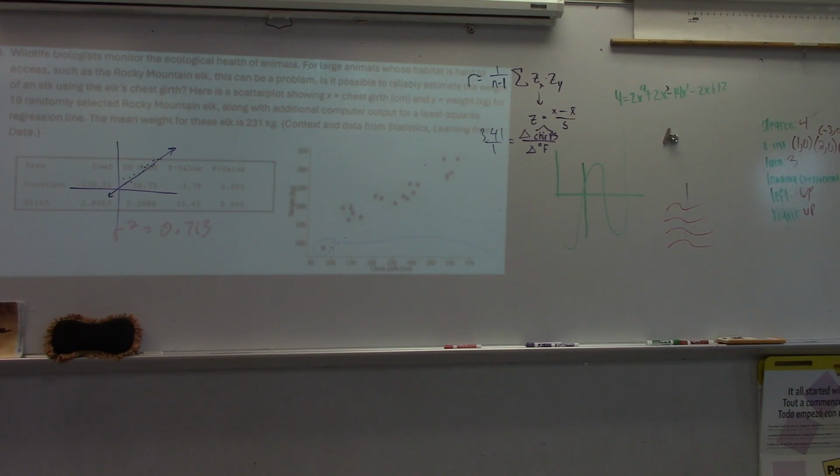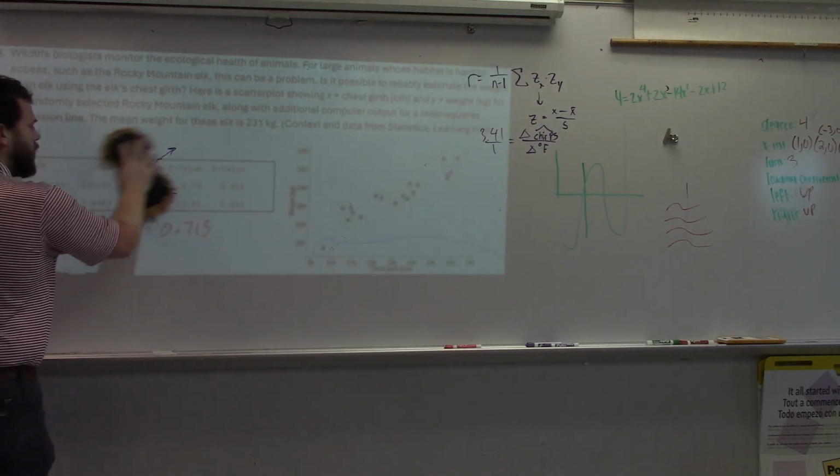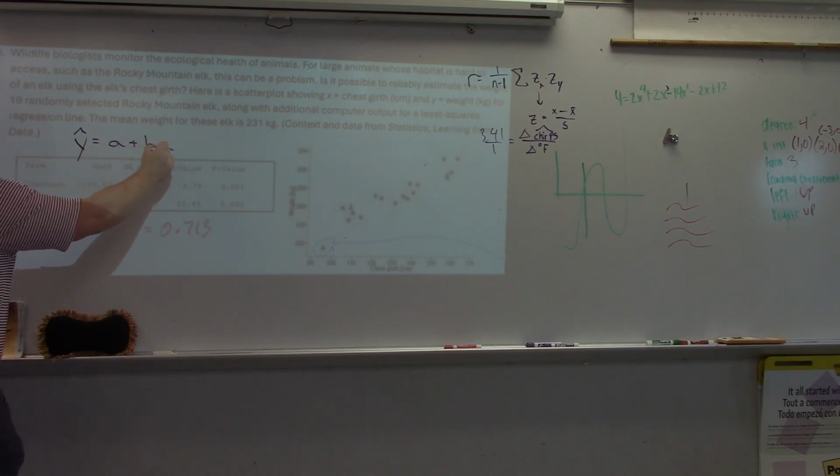Alrighty, here we have all this information about the elk's chest girth, and so, again, this is where we gotta pay attention. Several of us missed these details, but first off, remember what's my least squares regression line equation? Y hat equals a plus bx. I gotta remember that, right?